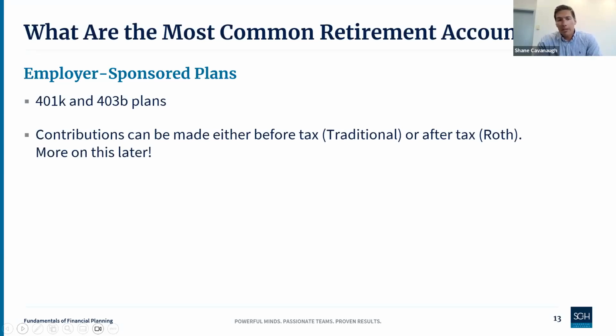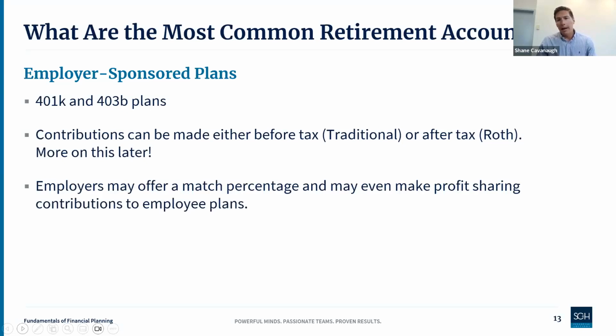Contributions can be made to these plans typically on a traditional, which is a before tax, or an after tax basis, which is Roth. We'll dive into this in a little more detail later, but it's important to note that there are different contribution types. Another big benefit of these plans is that employers will commonly offer a match, which makes it even more beneficial to enroll. If your employer says, we're going to match your plan up to 5% and you only contribute 2%, well, that delta, that 3%, is money you've left on the table that the employer is no longer going to contribute to your plan.